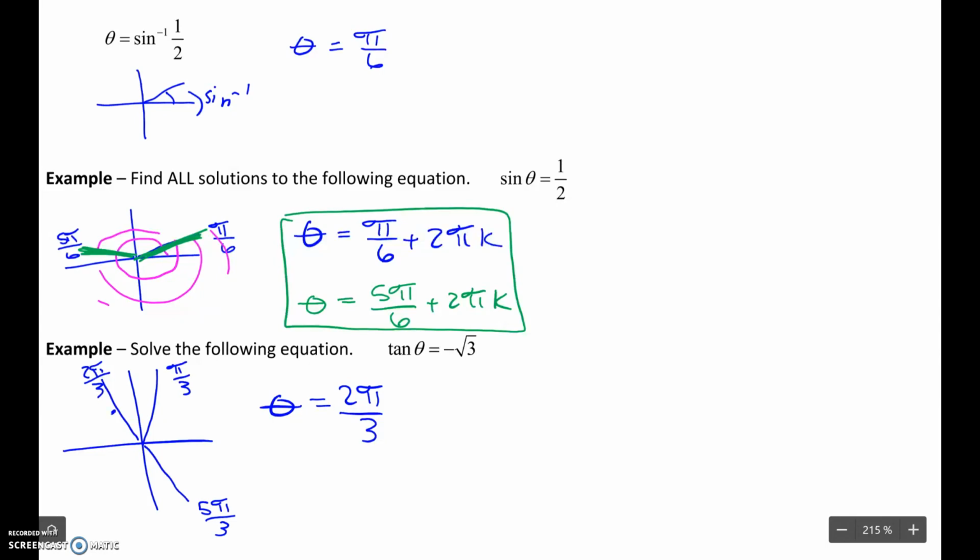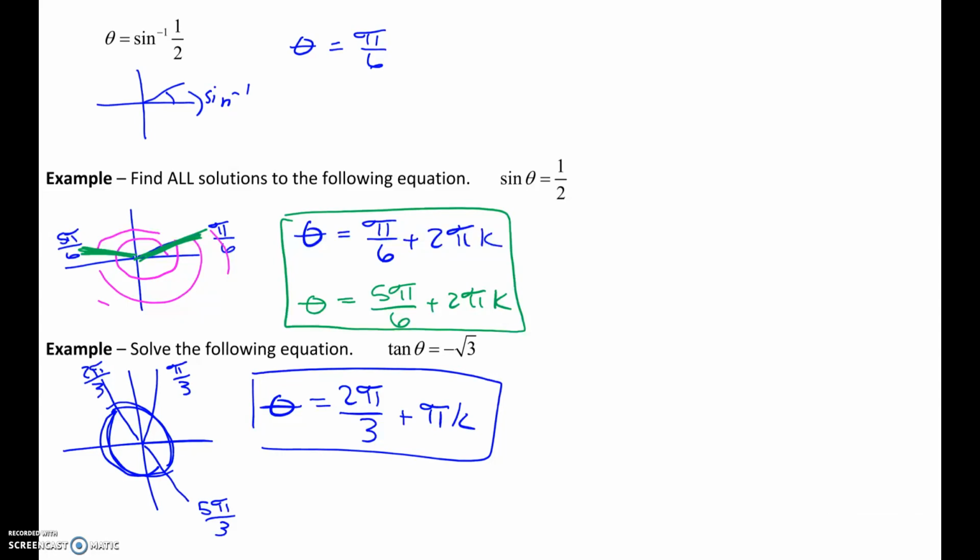If I'm starting at 2 pi over 3, to get to the next one I just have to add pi, and then to get to the next one again, I add pi again and again and again. So for tangent, because the period is just pi, you only have to add pi to get to the next one. So it's 2 pi over 3 plus pi k.